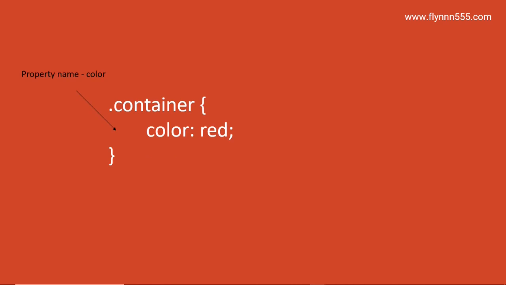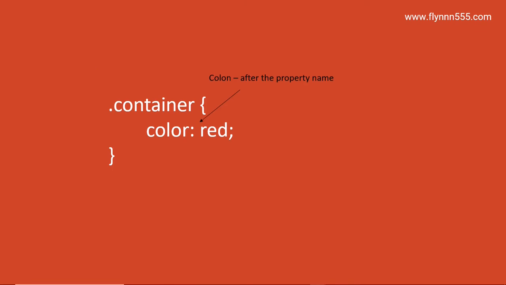In order to add a property to a CSS class, we put the cursor inside the parenthesis. Normally we indent that, and then we type the property name. The property name here is color. There are a number of property names, and you can see them in other videos.